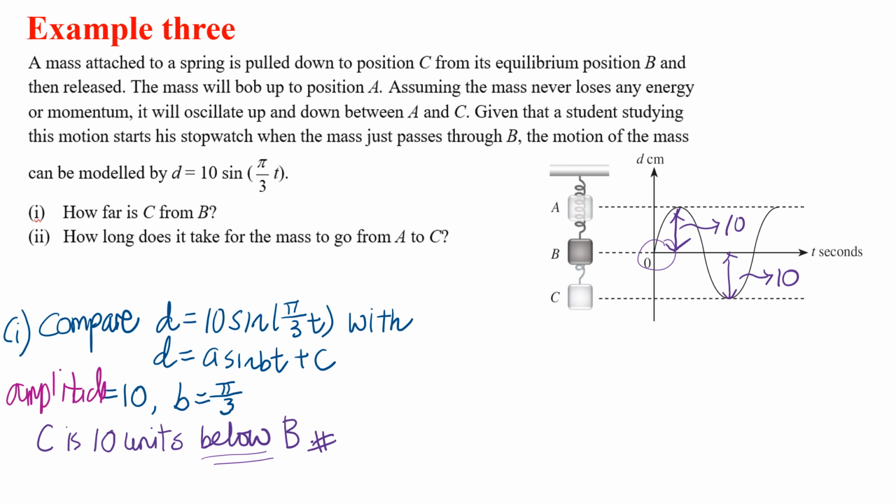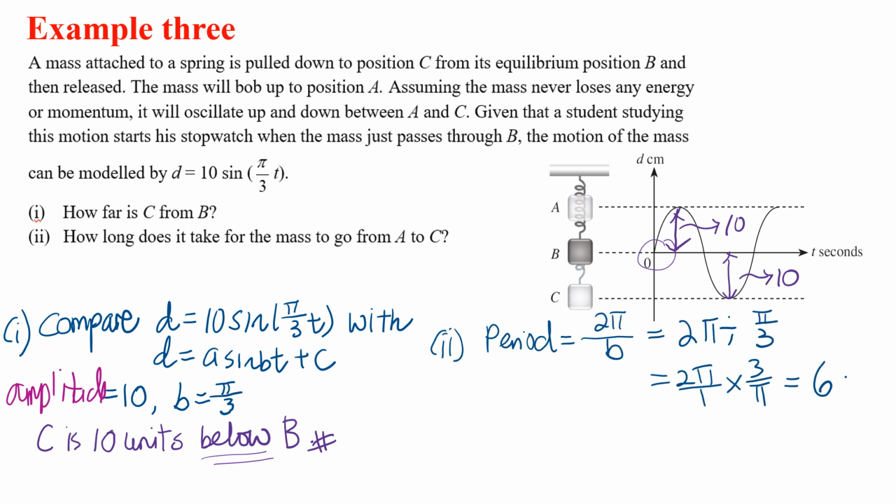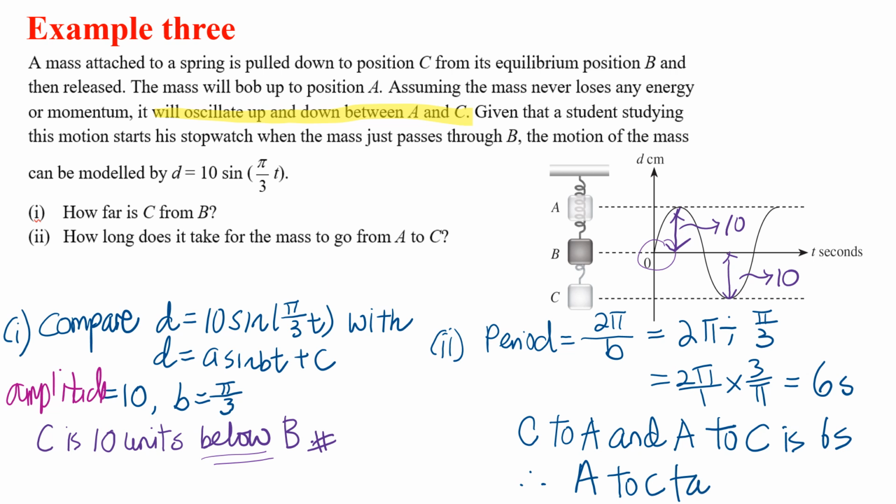Then we can find your period, which is 2 pi over B. So 2 pi divided by pi over 3 gives you 6 seconds. In other words, 6 seconds is from A to C and then C to A. Therefore, A to C only will be half of it, which is 3 seconds, because one cycle is from C to A, then A to C.